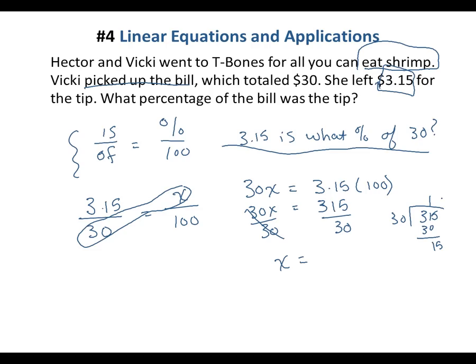Cross multiply. I always like to start with a variable. You don't have to, but I like to start with a variable. So we're going to have 30 times x equals 315 times 100. That's right, 315 times 100. It's 315, isn't it? Equals 30x. Now what? Divide by 30. So there we have that fun division again, don't we?